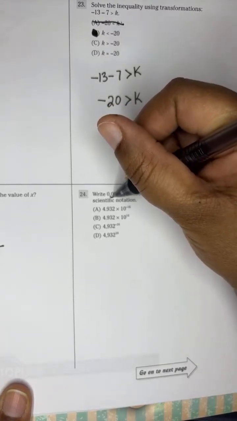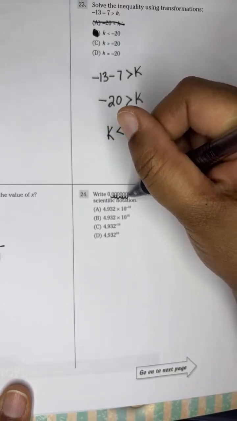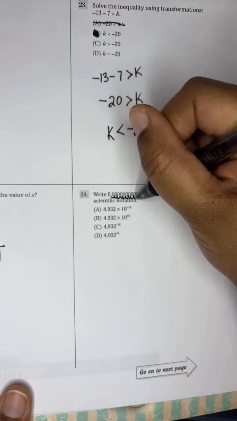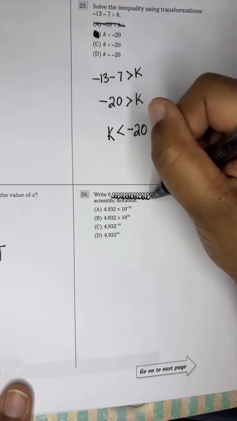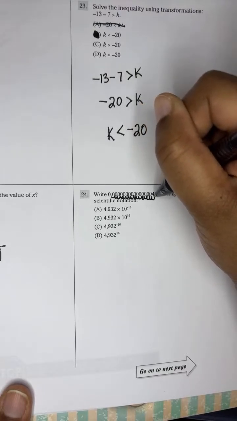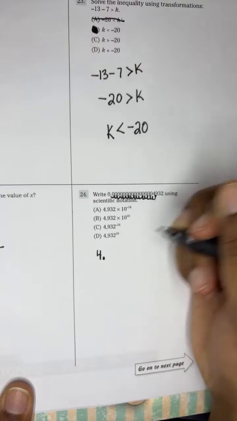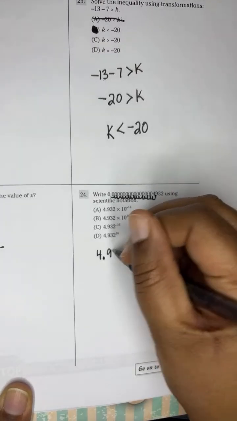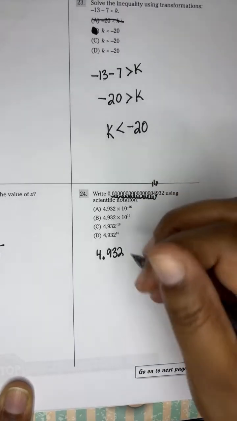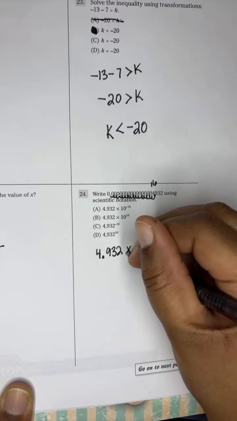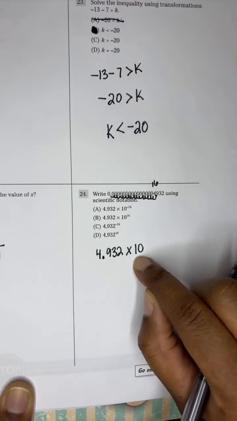We're going to count. So 1, 2, 3, 4, 5, 6, 7, 8, 9, 10, 11, 12, 13, 14, 15, 16. Okay, we got 16. So we're going to write 4 point, and then we continue with the rest of these. 9, 3, 2. Remember, we counted 16 spaces. Okay, now we say times 10. Okay, this is how you always write it in scientific notation. You have to have that times 10.